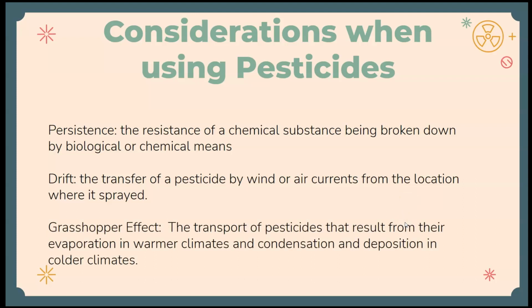We also have to know what is called the grasshopper effect. The grasshopper effect is when pesticides are transported as a result of their evaporation in warmer climates and condensation and deposition in colder climates. So if you spray a pesticide in a very warm area, it's going to evaporate and get into the clouds and then eventually get put into the sleet, snow, or rain. If those clouds move into a cold climate and precipitation falls, it deposits the pesticide into the colder climate, and then it persists longer because it's in frozen water or it's stuck in a cooler climate where it cannot evaporate out. So that is called the grasshopper effect, jumping from one place to another by means of transportation through water.